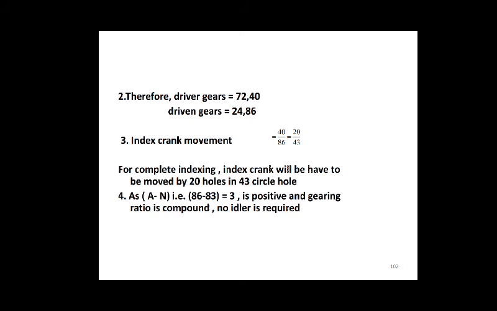So for complete indexing, the index crank will have to be moved by 20 holes in a 43-hole circle. As A minus N, that is 86 minus 83 equal to 3, is positive and the gearing ratio is compound, there is no requirement of an idler. So next we are going to see broaching.